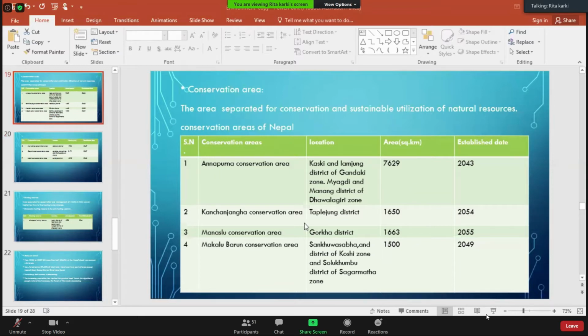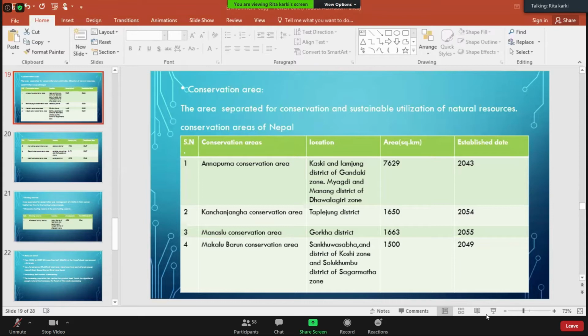It conserves varieties of mountainous organisms, the animals that are found in the higher Himalayan regions of our country, as we have studied in the Makalu-Barun National Park. A large number of animal species are protected there. Similar species are protected in the Makalu-Barun conservation area because both of these are similar.